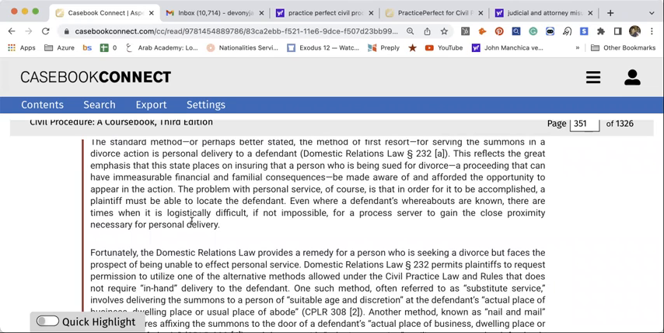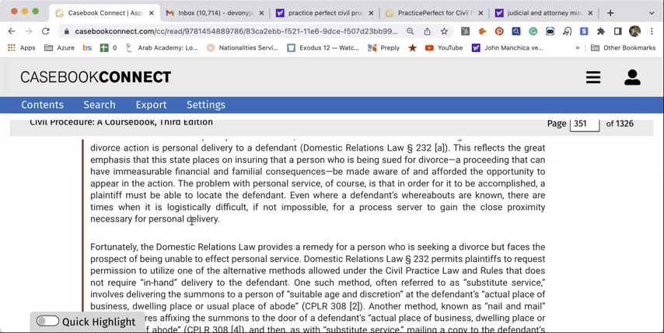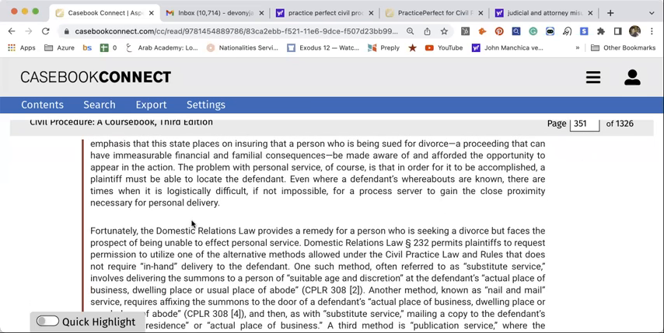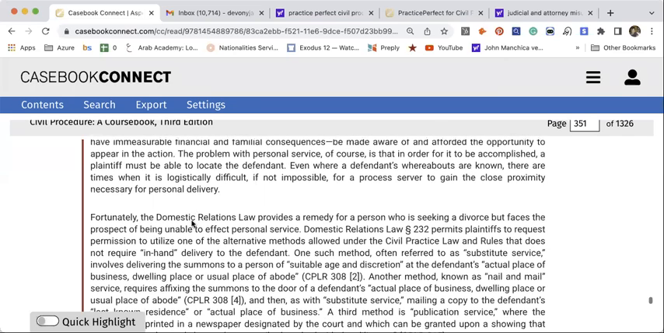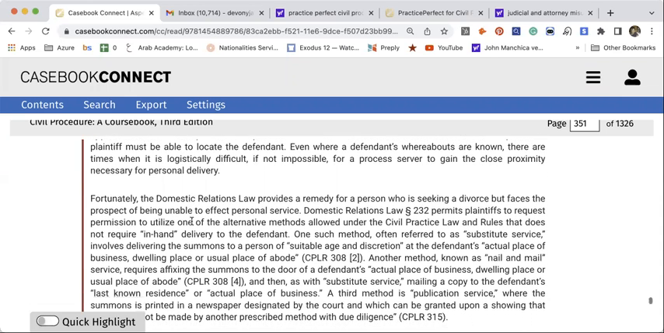Domestic Relations Law, Section 232A. This reflects the great emphasis that the state places on ensuring that a person who is being sued for divorce, a proceeding that can have immeasurable financial and familial consequences, be made aware of and offered the opportunity to appear in the action. The problem with personal service, of course, is that in order for it to be accomplished, a plaintiff must be able to locate the defendant.